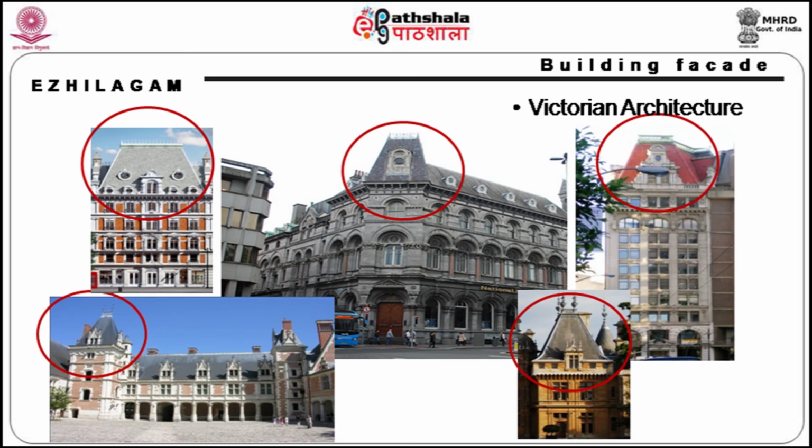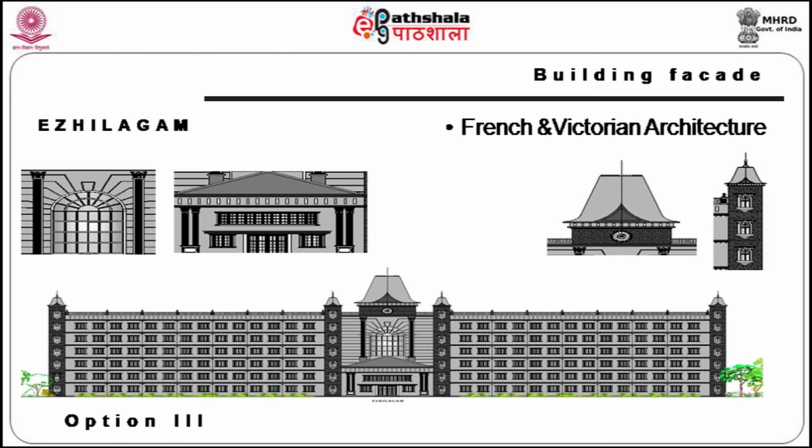Same thing we are talking about, Victorian architecture. Now coming to Victorian architecture, these are all the different Victorian buildings. How are you going to convert the Avilagam building into these styles? You can see these are all the different styles that need to be picked up from these buildings to be adopted in our building. Yes, it has come out. French and Victorian architectural style. Again, the building has guided us to do this style.